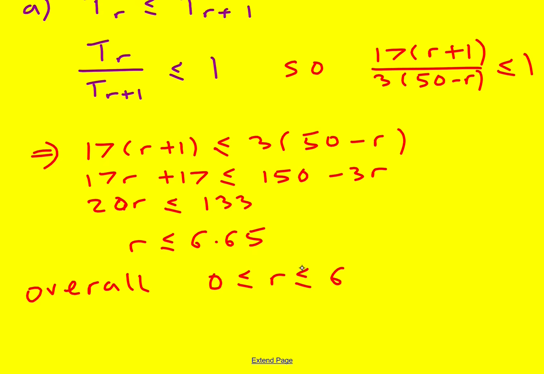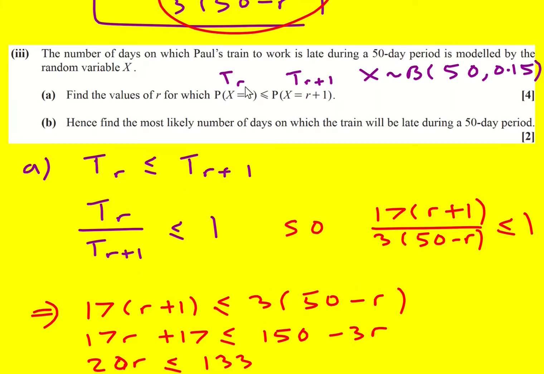You get away with just writing the bit on the right, but that is going to be the situation for which the probability that X equals r is less than or equal to the probability that X equals r plus 1.